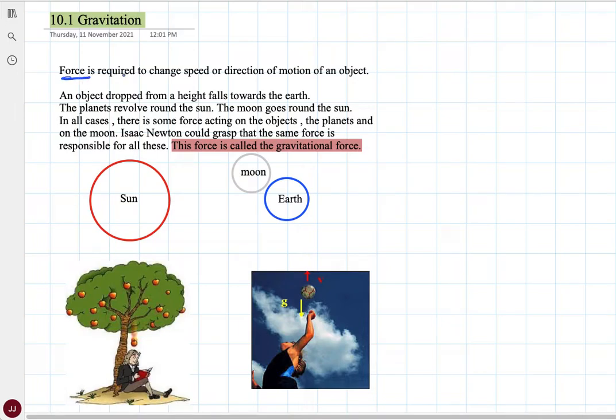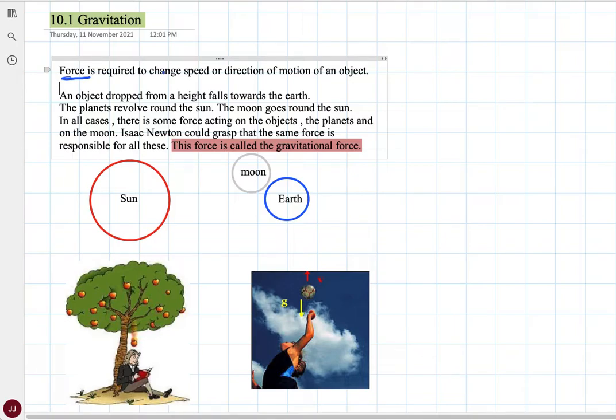Motion needs force, right? To change the speed of the motion or the direction of motion of an object, we need force. So force is very fundamental to motion. We're going to see what force is, how it affects motion, and how it is seen in nature.